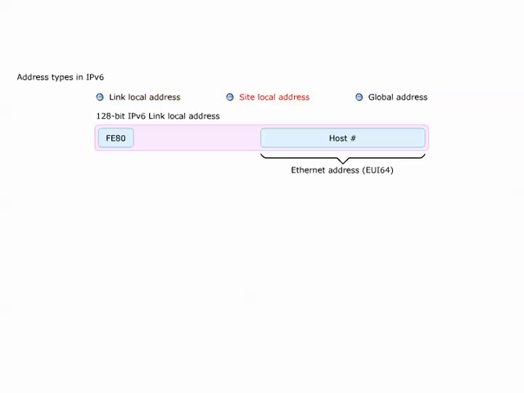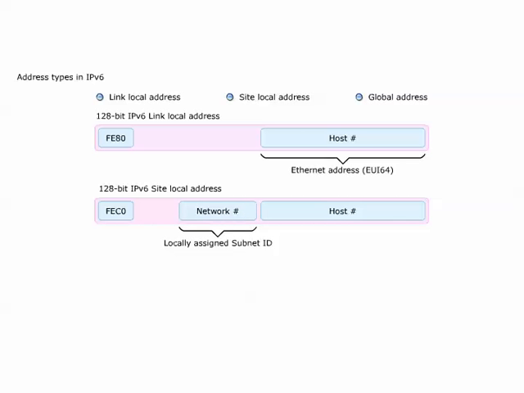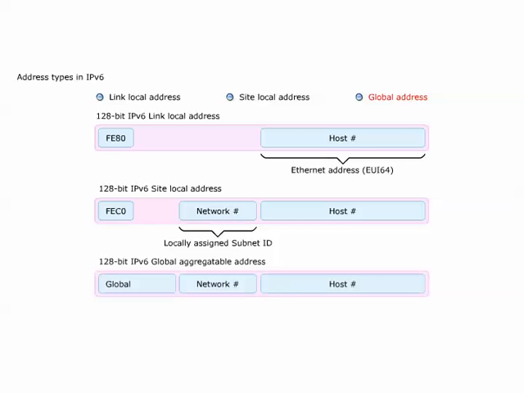It's basically an address consisting of the host's hardware address. A site local address includes a subnetwork identification within the corporate network or the intranet, but cannot be used on the Internet since it lacks a global identifier. The subnet ID is assigned by the corporate network administrators. An aggregatable global address includes a global network identifier and is used globally on the Internet.